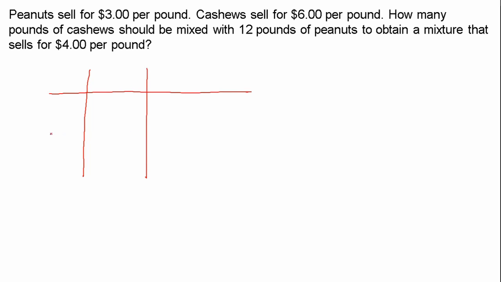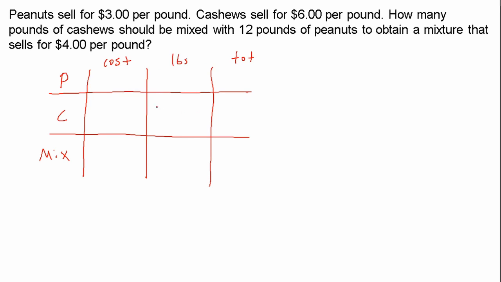And this chart's going to have three things in it. It's going to have peanuts, cashews, and the mix. Okay, and this is going to be the cost, the pounds, and the total. We're told peanuts cost $3 per pound. In this case, we're told that we're given 12 pounds of peanuts, so we can fill that in. And this becomes 3 times 12, which is 36.